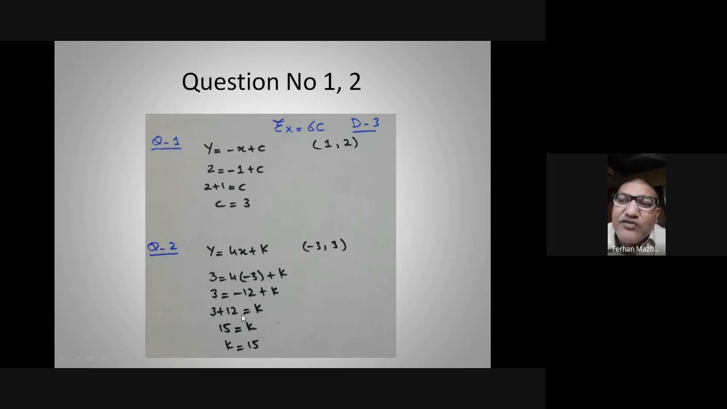So 3 plus 12 equals k. This minus 12 goes to the other side and becomes positive 12. So you have 15 equals k. So the k value is 15.